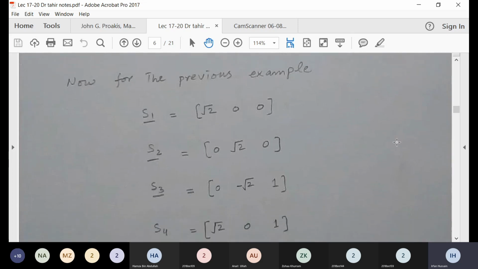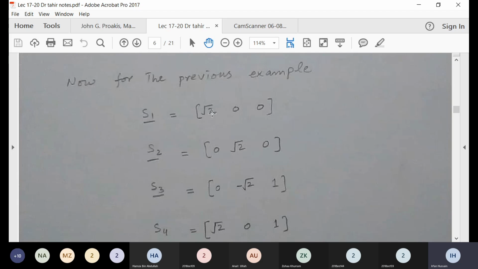Now in the previous example, you could see that you had actually 4 signals, and those 4 signals will have these coordinates with respect to the orthonormal vectors. And you can see S1 was the first signal, and we found energy of S1 that was under root 2, and we found the orthonormal vector by dividing it by under root 2.